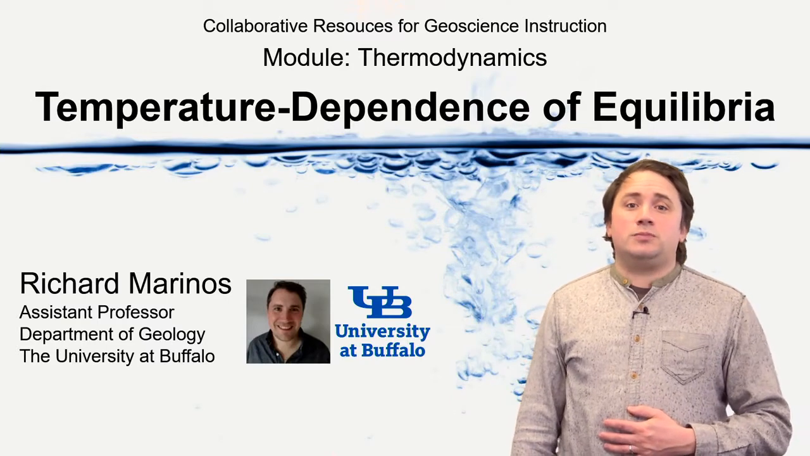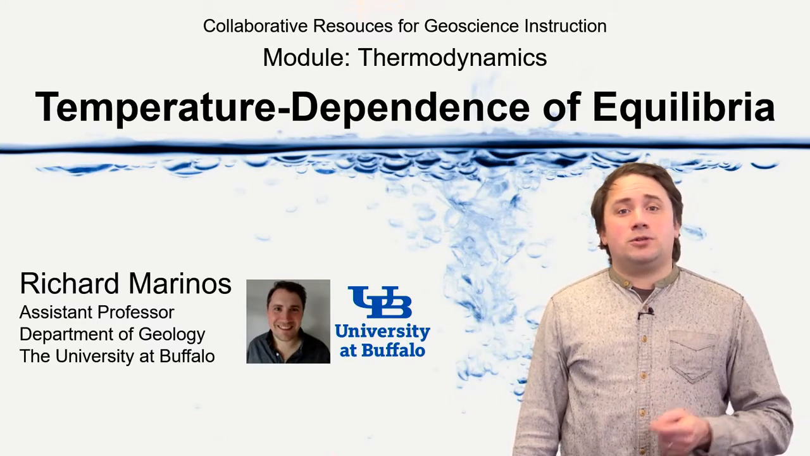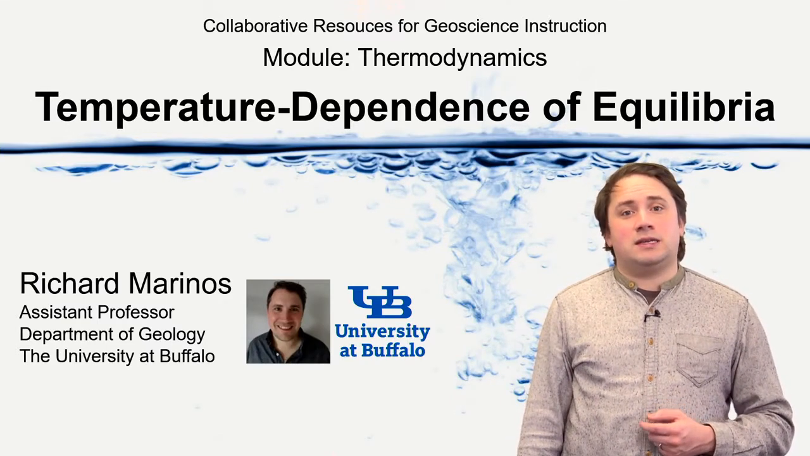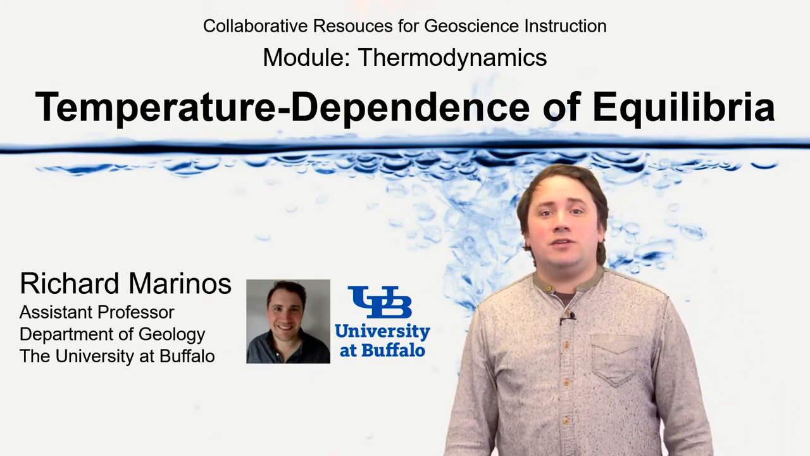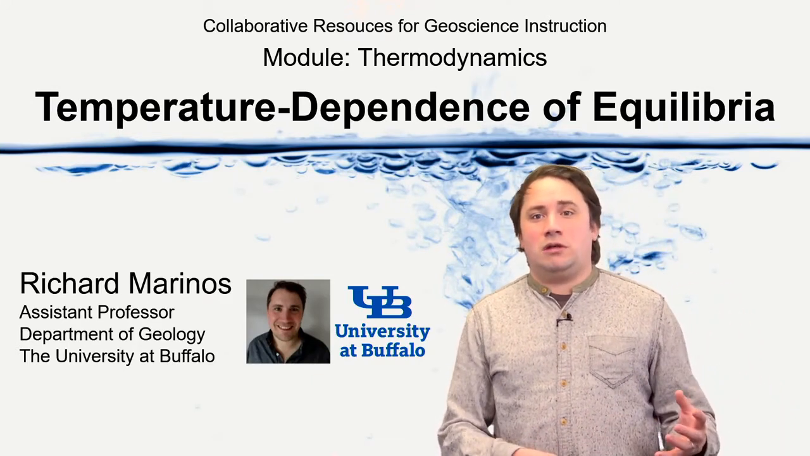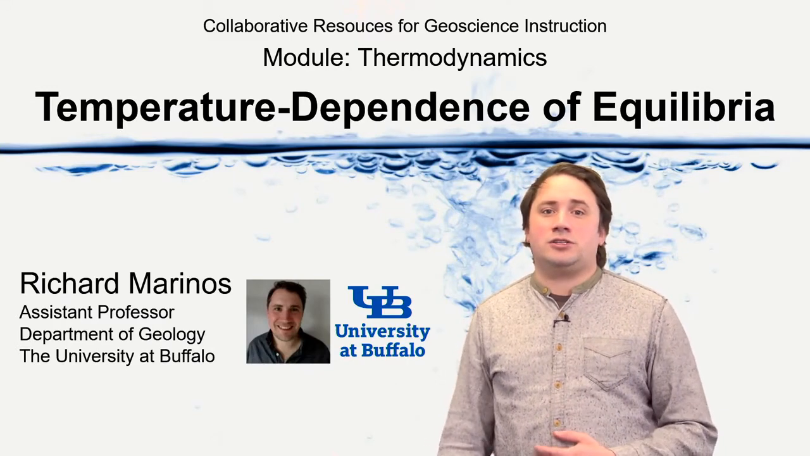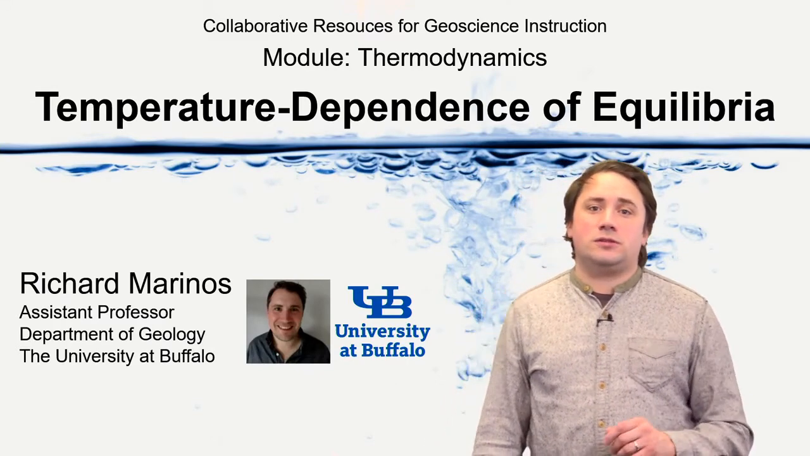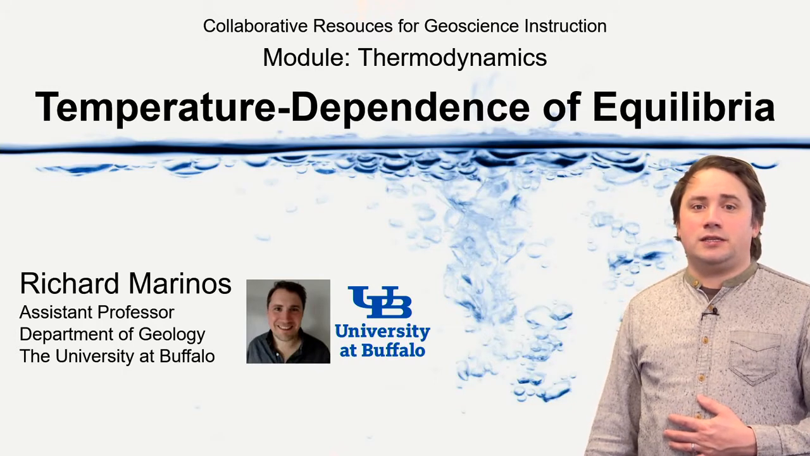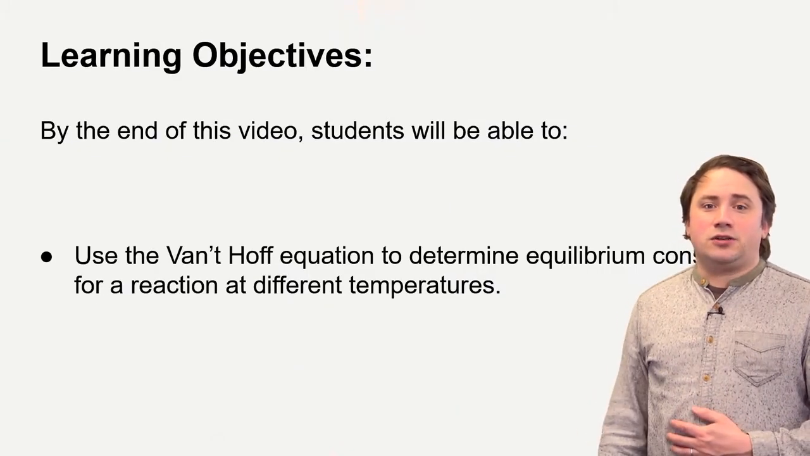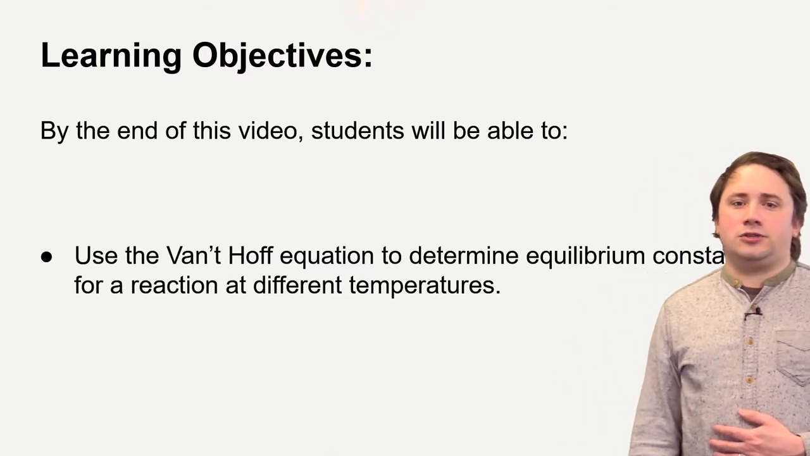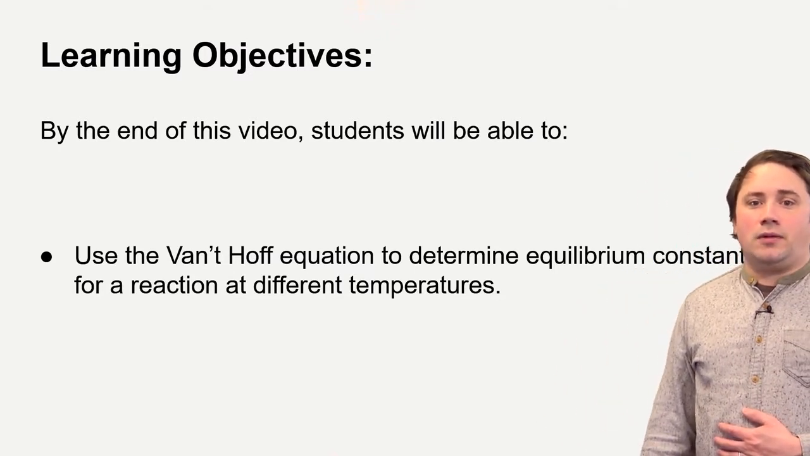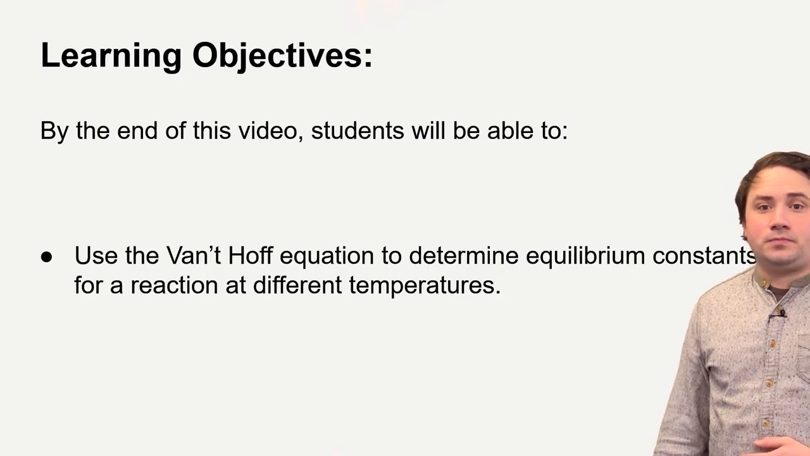So in this lecture, we're going to explore a little bit about how temperature affects the equilibrium constant and how we can predict equilibrium constants at any temperature, given known starting values such as the equilibrium constant and the Gibbs free energy of reaction at known temperatures. So let's launch right into that. By the end of this lecture, you'll be able to use the Van't Hoff equation to determine equilibrium concentrations for a reaction at any temperature.